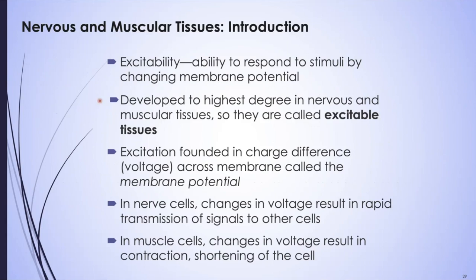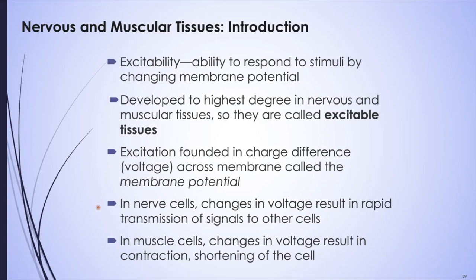Basically, it's developed to the highest degree in both nervous and muscular tissues. That is why they're called excitable tissues. That excitation is going to be found in the difference between the charge on different sides of the membrane. We're going to call that difference in charge or voltage a membrane potential.